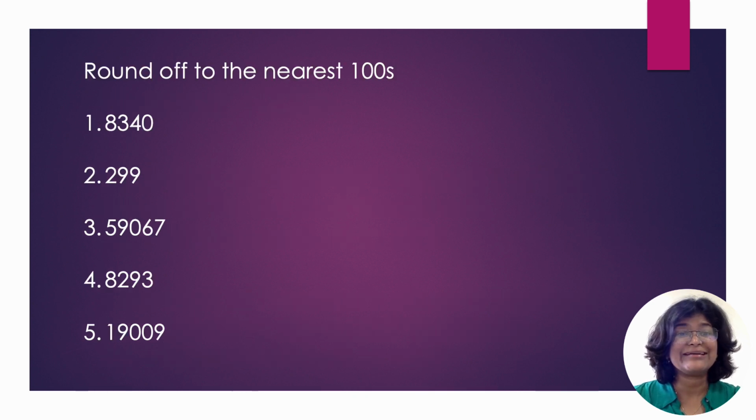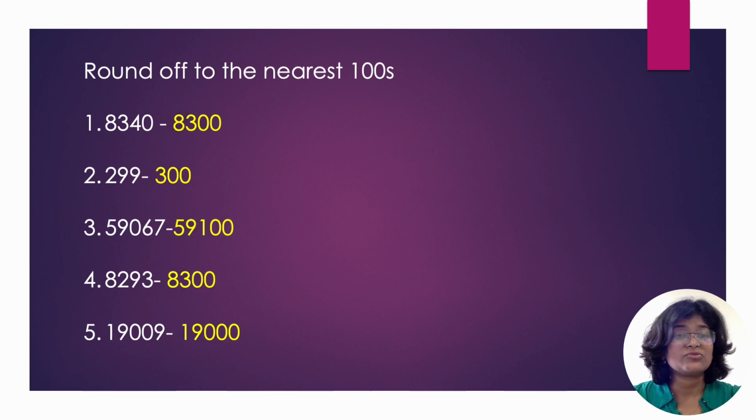How do we round off to the nearest hundreds? 8,340. How do we do that? 8,300. What about 299? Becomes 300. 59,067 becomes 59,100. 8,293 becomes 8,300. 19,009 becomes 19,000.